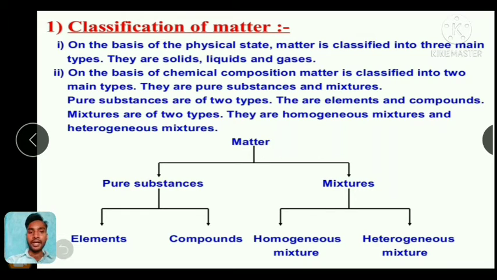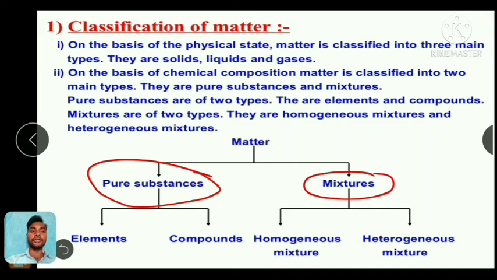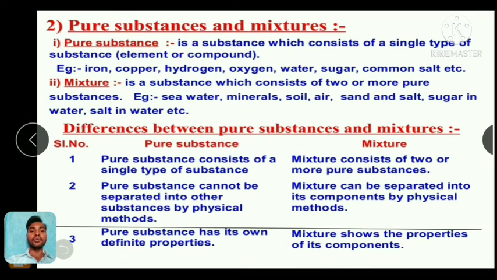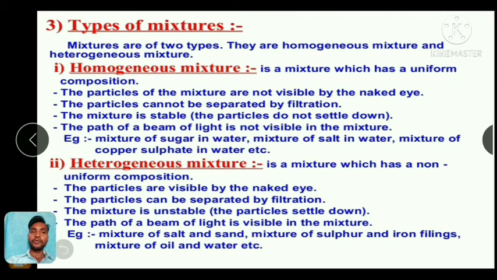So we studied that there were pure substances and mixtures on the basis of chemical composition, and the pure substances are divided in two parts, the elements and the compounds, and the mixtures in two parts, the homogeneous and the heterogeneous. In the next video we studied about pure substances and mixtures, that's done, and the homogeneous mixtures and the heterogeneous mixtures.